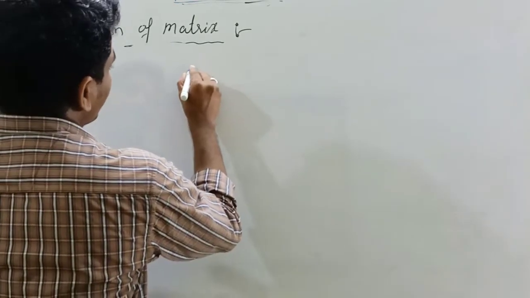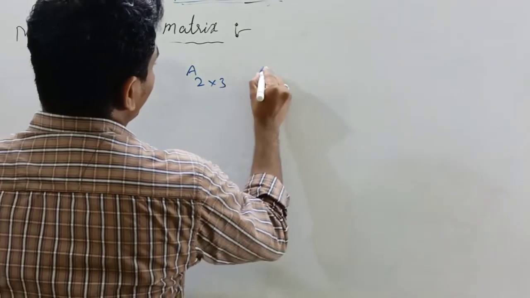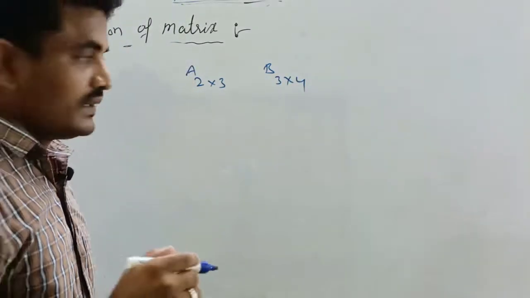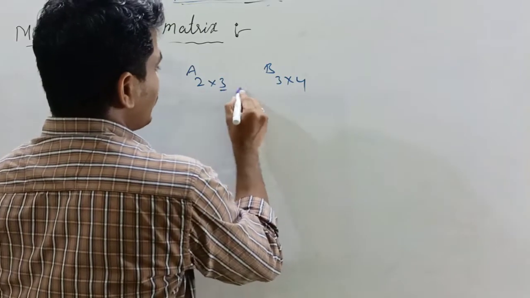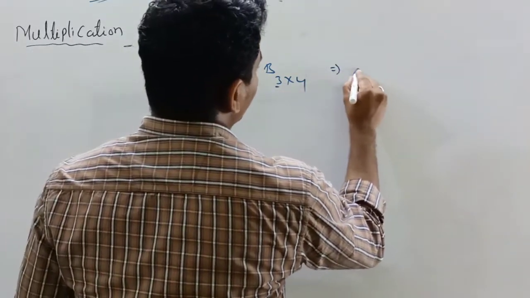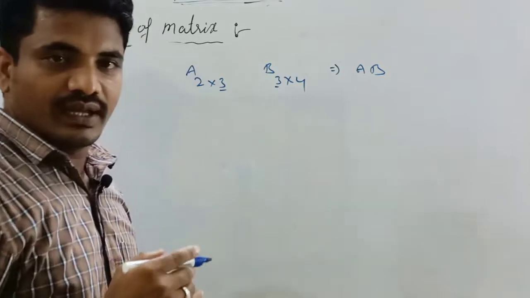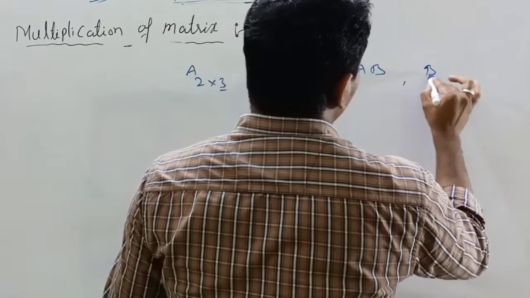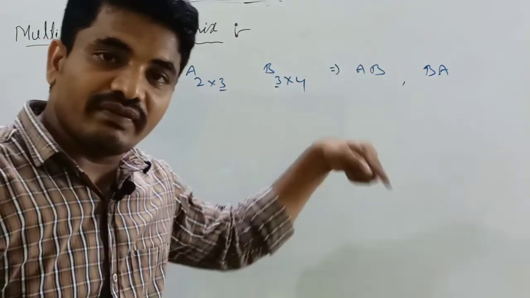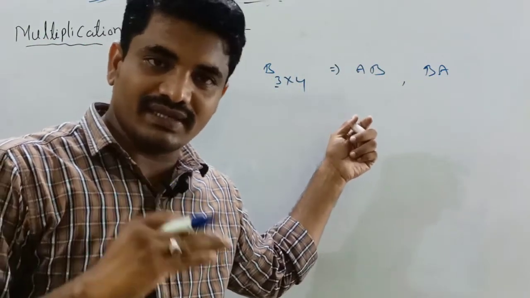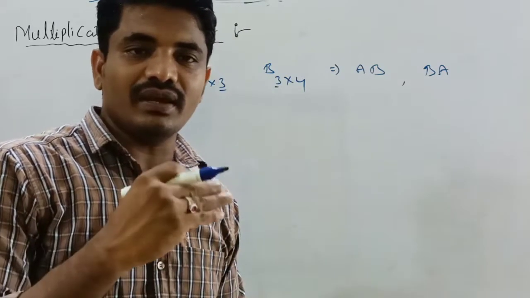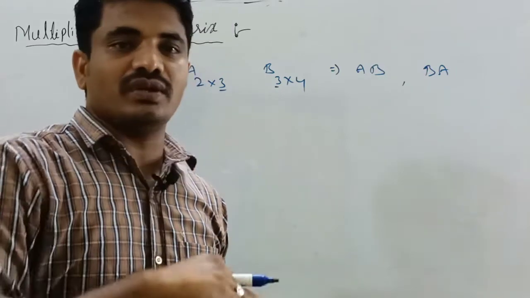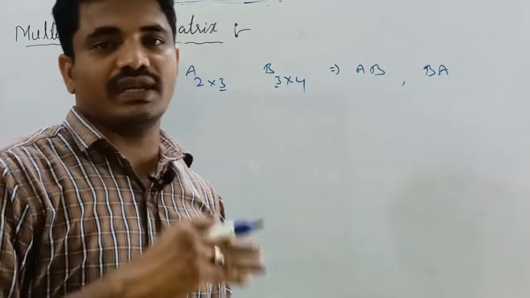Let us take A as 2 by 3 and B as 3 by 4. Here the number of columns of A and the number of rows of B are equal, so we can do A into B. But is BA possible or not? In the previous example, I said both AB and BA we can do, because when you reverse it, the number of columns and rows are also equal.